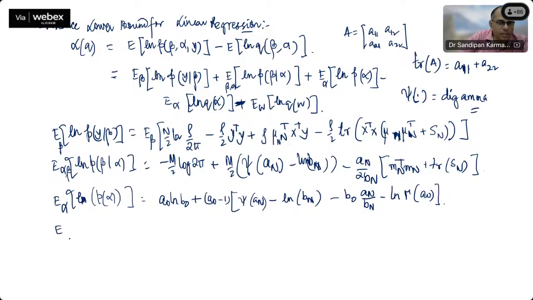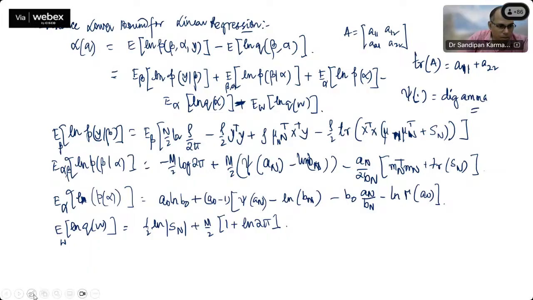Okay, then the expectation of the, now coming to q. The expectation of ln q(w) with respect to w is coming as half ln of the determinant of Sn plus m by 2 times 1 plus ln 2 pi. You can actually find it out. I think it is not a very difficult thing.